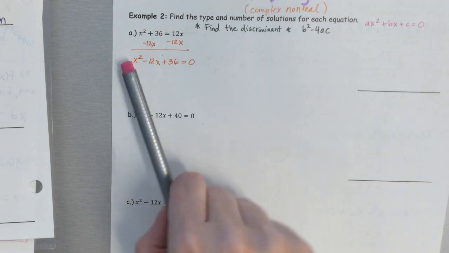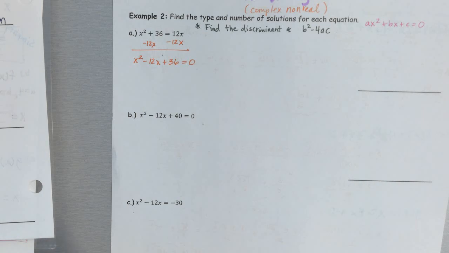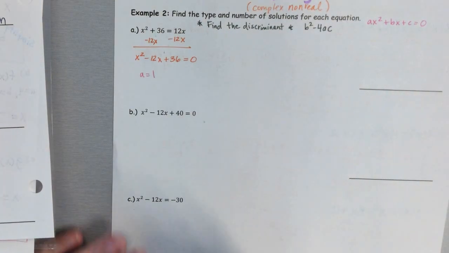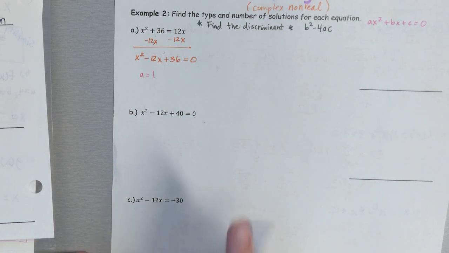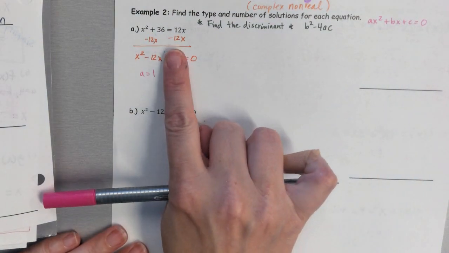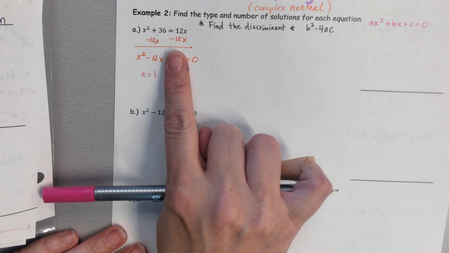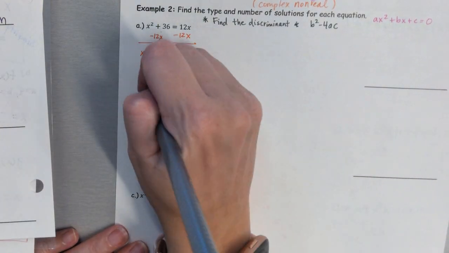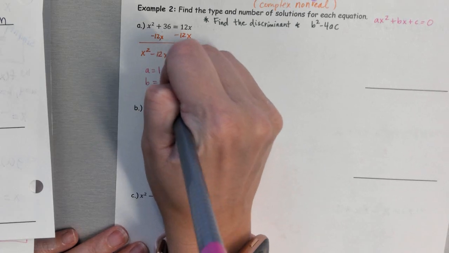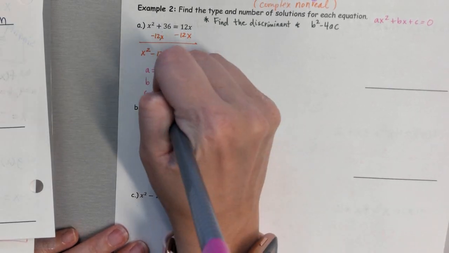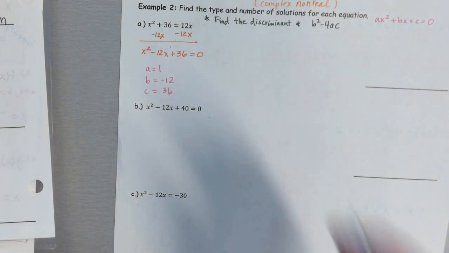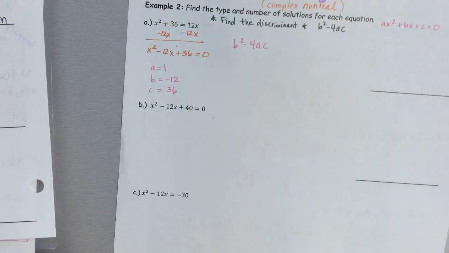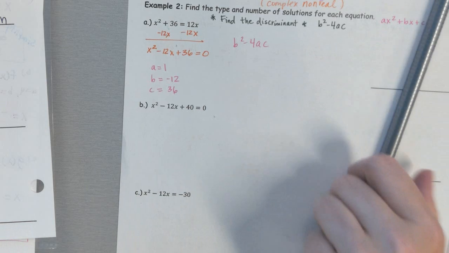Now, if you don't see a number in front of x squared, that means the value is equal to 1. Okay? If there was like no term, like let's say there was no c value, that's when you would say 0. Okay? So a is going to be 1. b is going to be negative 12. c is going to be 36. And then I want you to find the discriminant. So find the b squared minus 4ac.